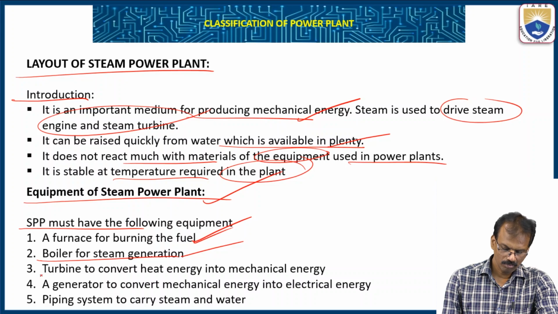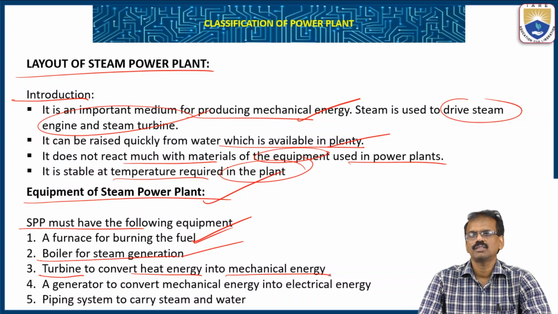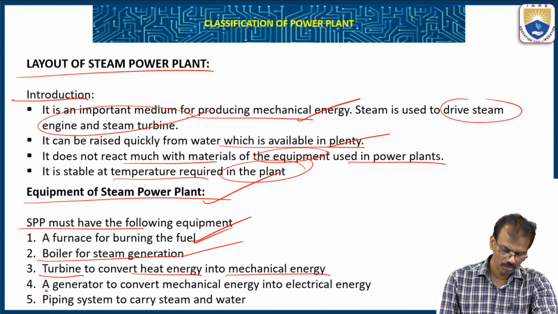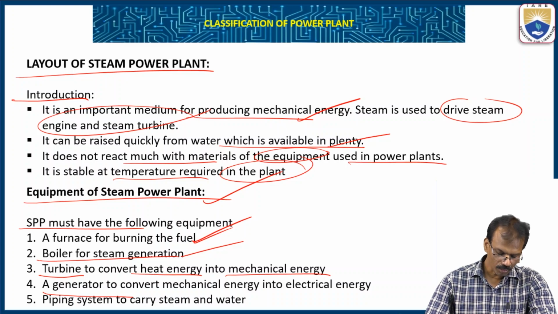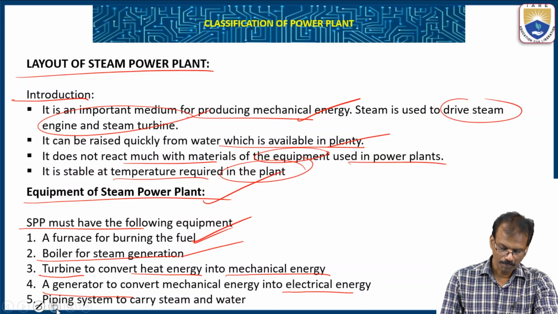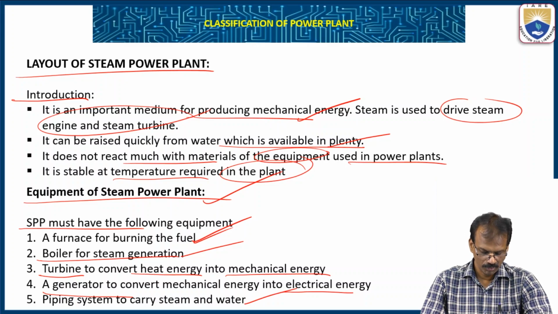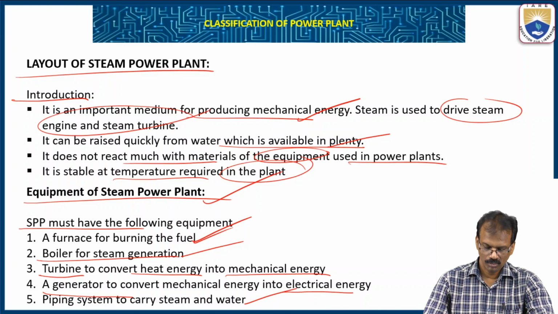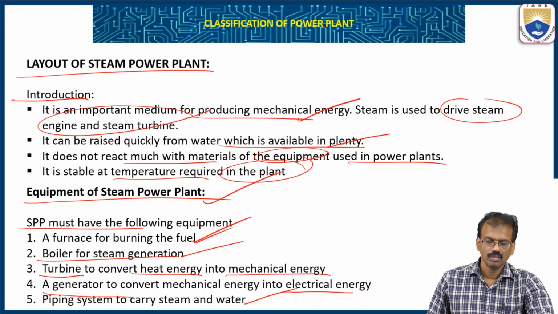Next, we require the turbine to convert the heat energy developed in the boiler into mechanical energy. Next, we require the generator to convert this mechanical energy into electrical energy, which is a comfortable form to transfer from one place to another, even long distances, and to store this energy also. Next, the piping system. The piping system is also required to carry the steam and water from the condenser to the boiler. So these are the main parts required in power plants.